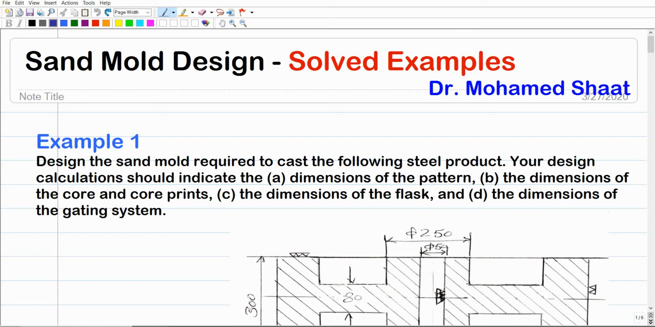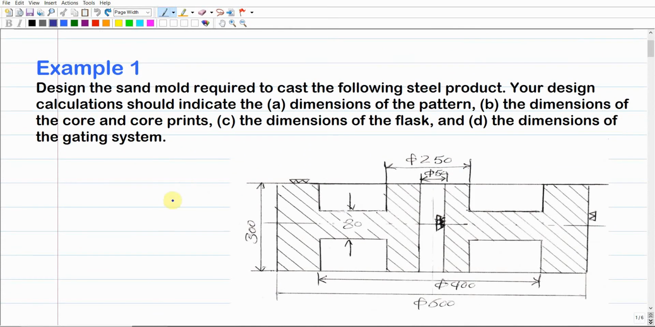Today I'm going to give you some examples and solve them as practice on the sand mold design, and as practice for how we can apply the procedure that we discussed before. For example, like example one here, to make or to cast this product. This is the final product, and all of these given dimensions should be provided to the customer. It means that we have to come up with the complete design of the sand mold, including the pattern, the dimensions of the core and core print, the dimensions of the flask, the dimensions of the gating system, everything to make this product by casting, especially sand casting.